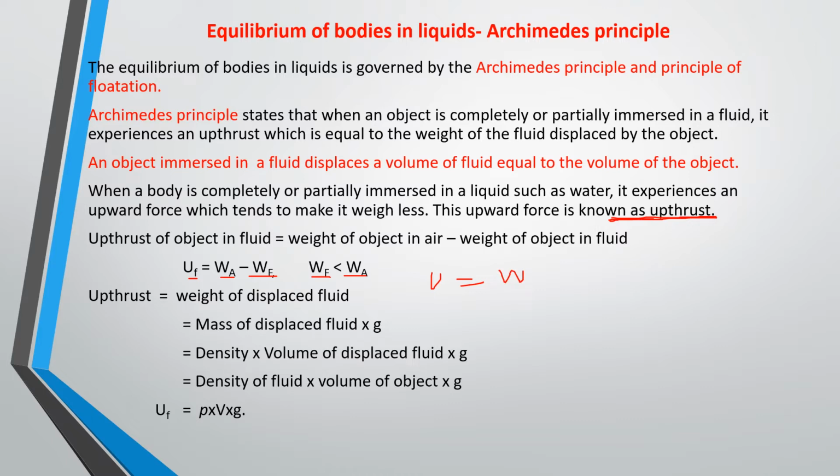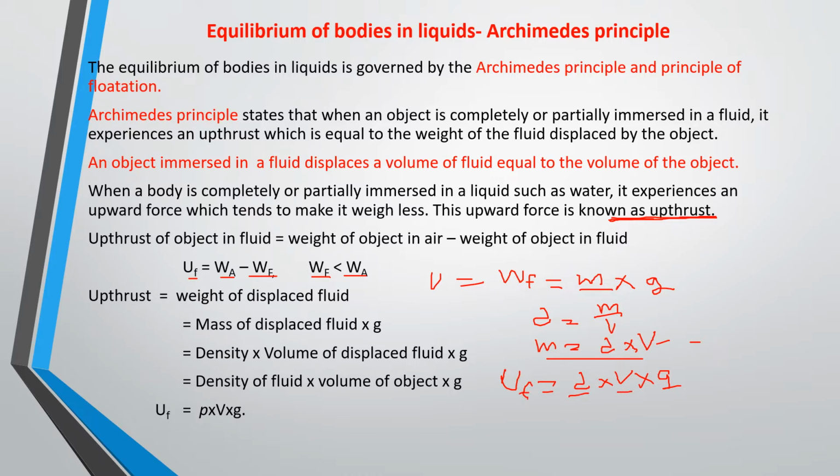the weight of fluid displaced, and weight we said is equal to force. And force is the same thing as mass of fluid times g. G is acceleration due to gravity. Now we know from the definition of density, density is equal to mass over volume. So mass is equal to what? Density times volume. So we can substitute this into the position of mass to have that upthrust is equal to density times volume times acceleration due to gravity. Okay, so upthrust is equal to density times volume times acceleration due to gravity.